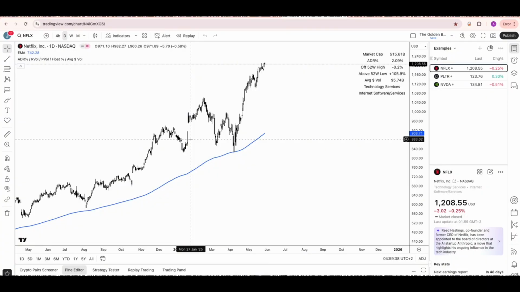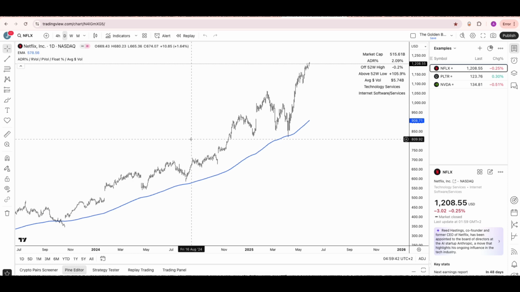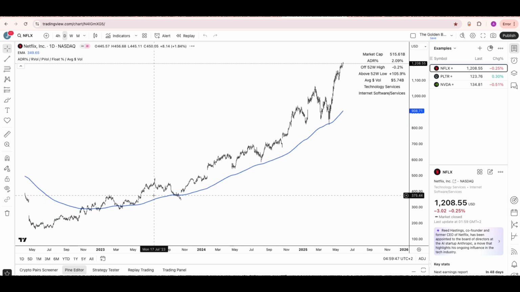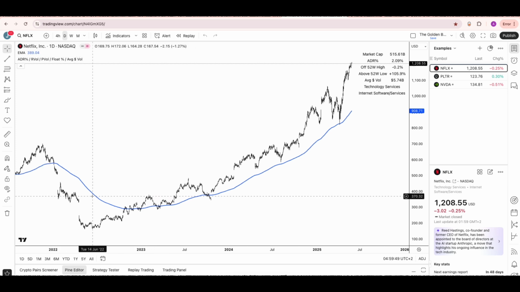This is the chart of the stock Netflix on the daily time frame. And as you can see here, when price is above this blue line, which is the 200-day moving average, price tends to continue in that direction, meaning when it's above the 200-day moving average, it continues to go up, whilst when it's below it, it continues to go down. You should only go long a stock when it's above the 200-day moving average. That's why I have it in my rules.